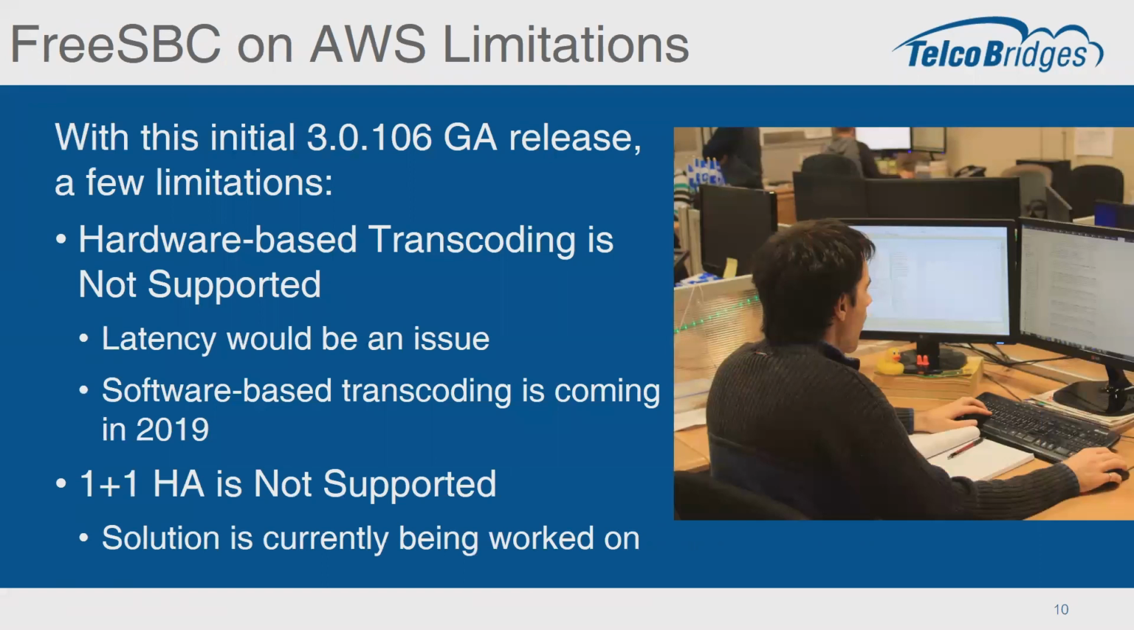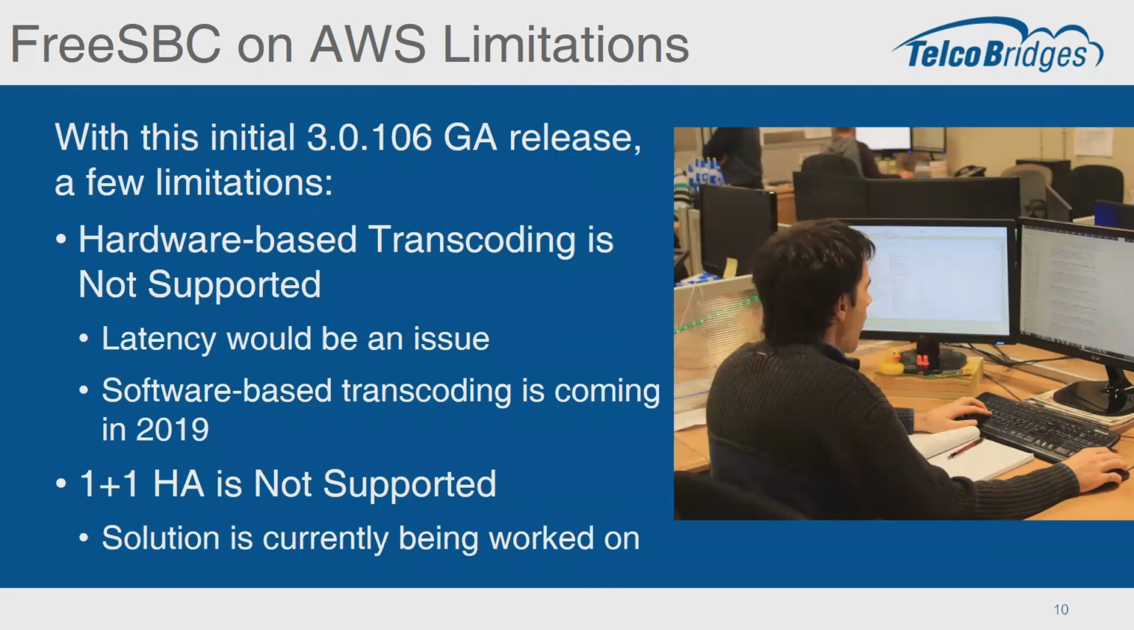So a couple of limitations on the AWS that we thought would be important to share. First of all, this initial 3.0.106 GA release does have a couple of limitations. One of them is that hardware-based transcoding at this point is not supported, for obvious reasons, because it's hardware-based, latency would be an issue. But we are working on software-based transcoding, and it's on the roadmap for early 2019.